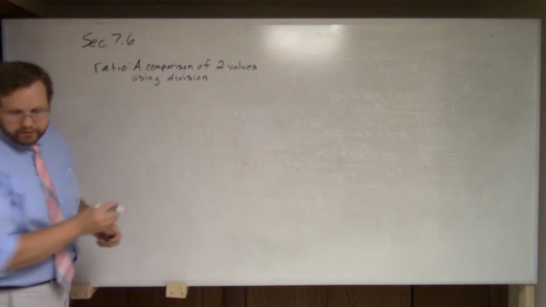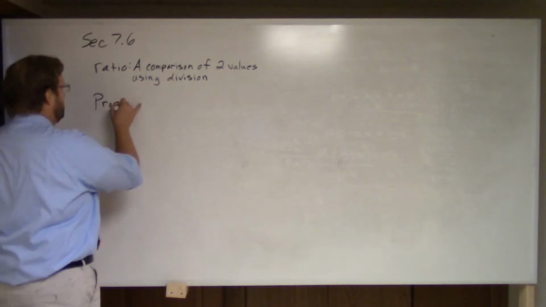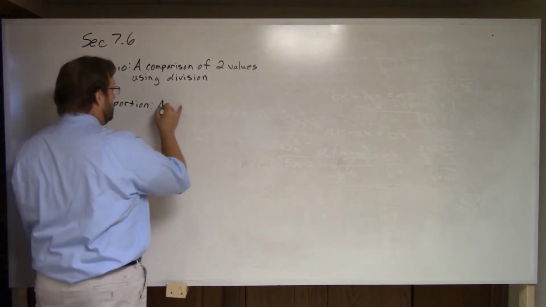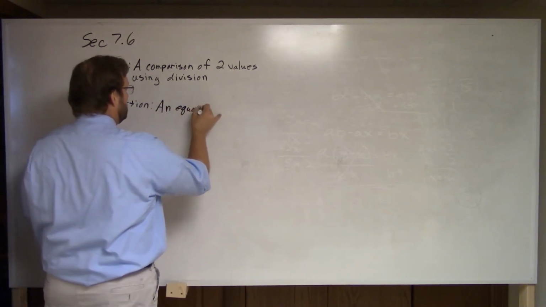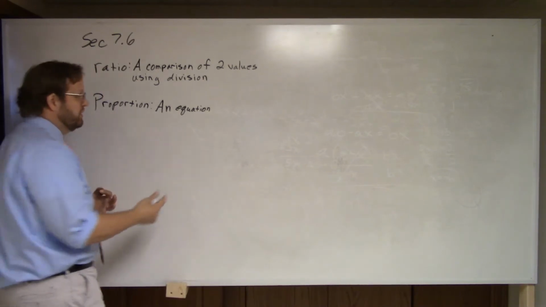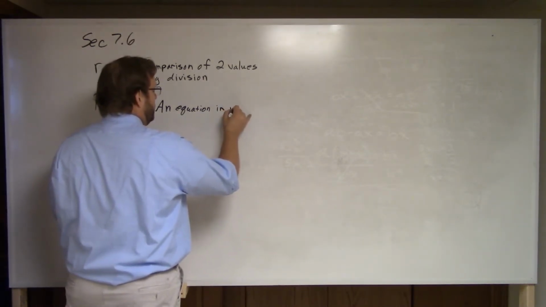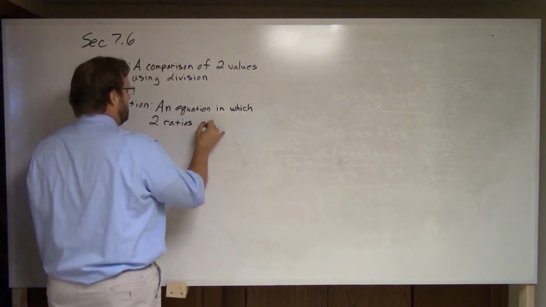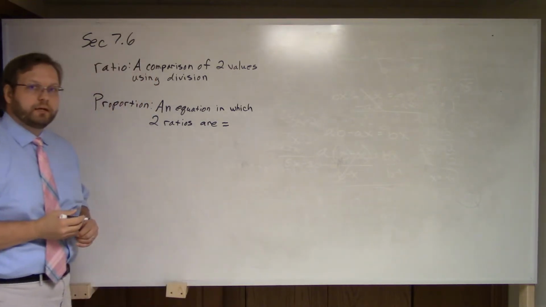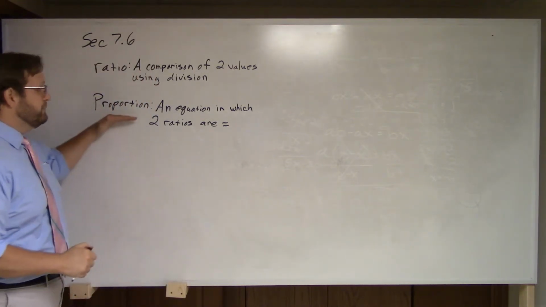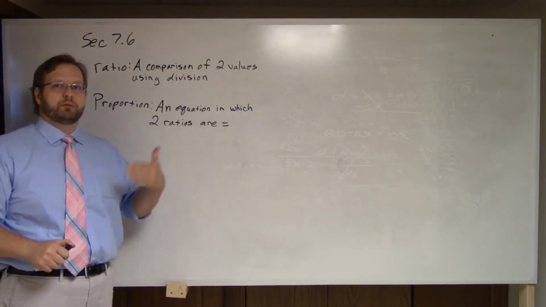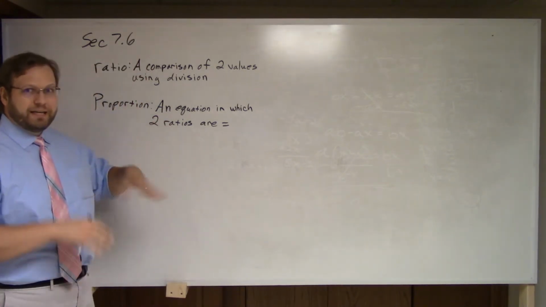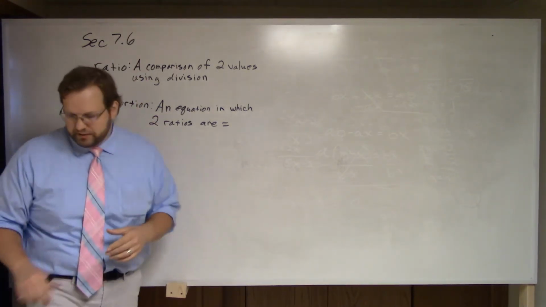Now, a proportion is what we're going to be using, because a proportion is an equation. Okay, that's something we can solve and work with. An equation in which two ratios are equal. Okay? Now, this is the type of equation that we're going to be setting up with the word problems that we cover in this section. But before we deal with word problems, I want to talk about just solving a standard proportion. So let's look at a couple examples of that.